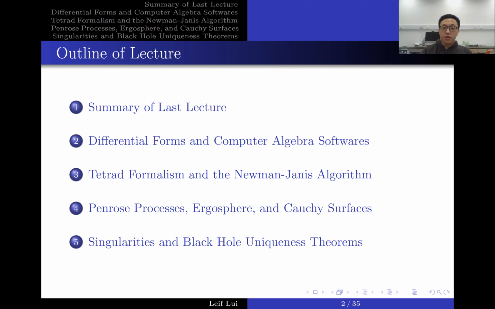So I will show you another formalism, namely the tetrad formalism, and another method of obtaining the Kerr-Newman metric, namely using the Newman-Janis algorithm. Subsequently, I will discuss some important surfaces for Kerr-Newman black holes, namely the Cauchy surfaces and the ergosphere. The ergosphere is quite special because we can extract energy from spinning black holes from a process called the Penrose process. And finally, I will talk about the singularities for Kerr-Newman black holes, and I will show you a sketch of a proof for black hole uniqueness theorems for a more restrictive case.